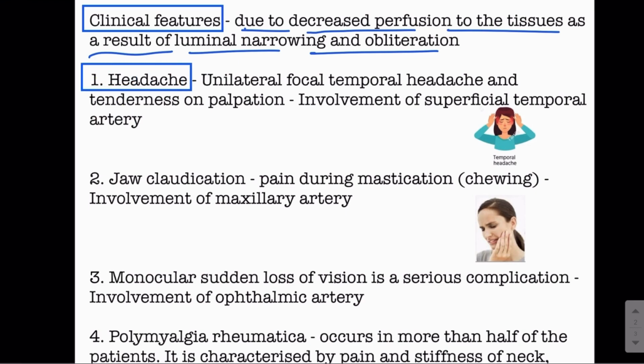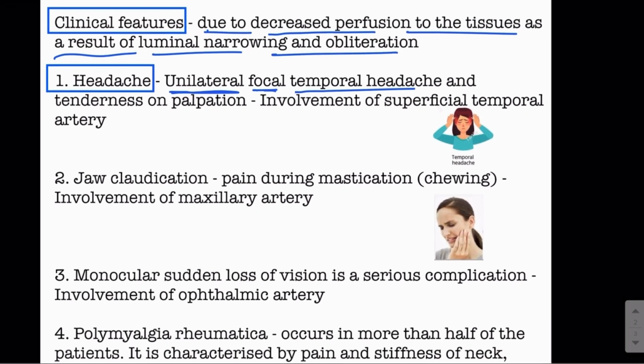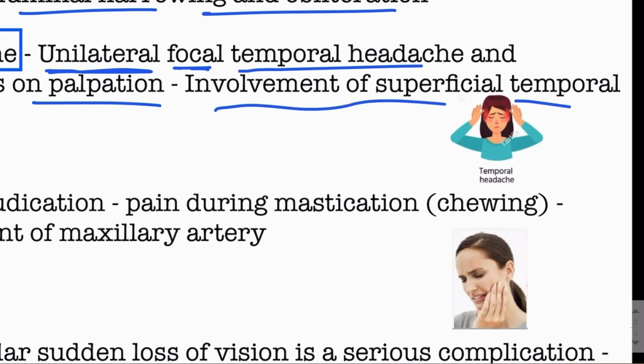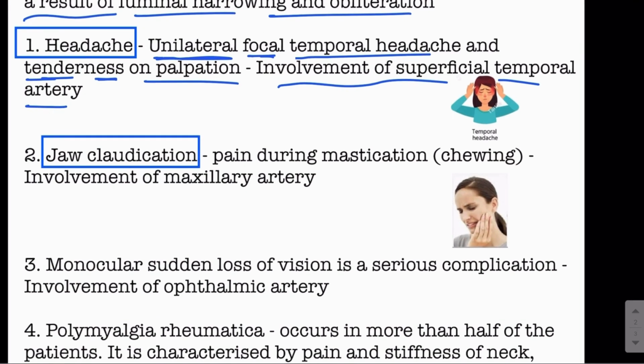So the clinical features include the headache. Headache is usually unilateral and focal and in the temporal region. Also, the important thing about this disease is that tenderness may be present on palpation at the temporal area. So the headache is due to the involvement of the superficial temporal artery. Another clinical feature is the jaw claudication. And how do we define jaw claudication? It's the pain during mastication.